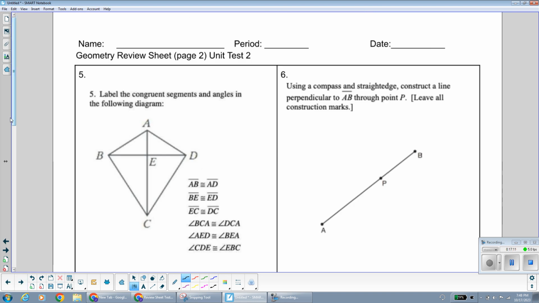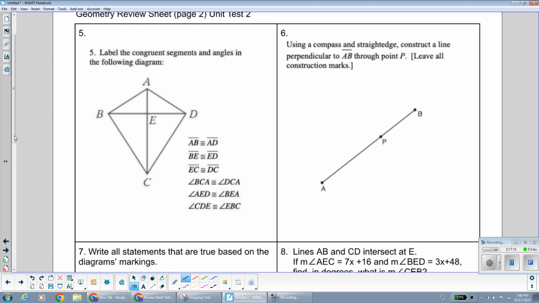Okay, moving on. Question 5 is just telling us to mark the diagram. So label the congruent segments and angles in the following diagram. So AB is congruent to AD. All done. BE is congruent to ED. Make it look different than BA and AD because they're not all congruent to each other. All done. EC is congruent to DC.